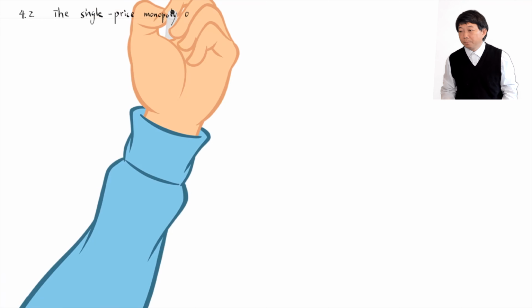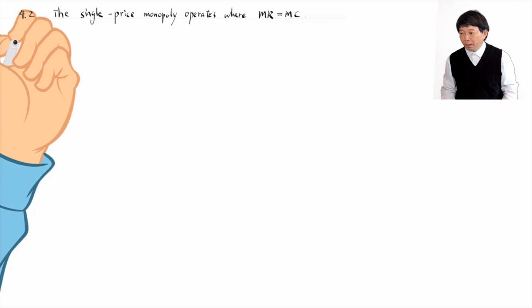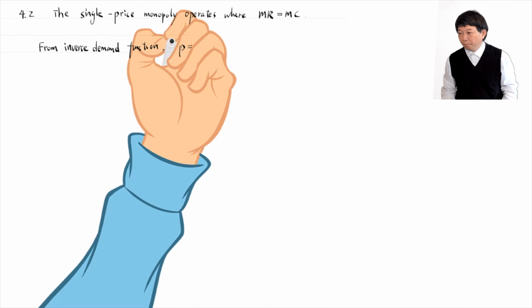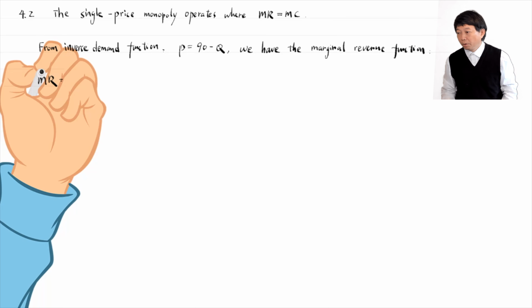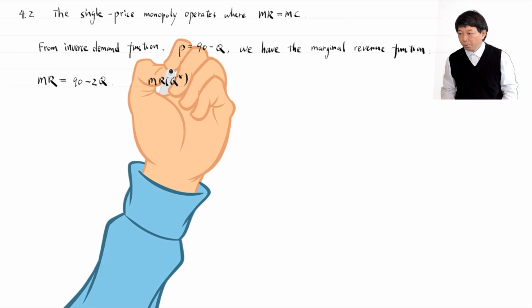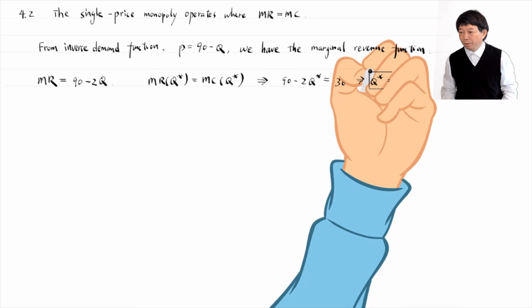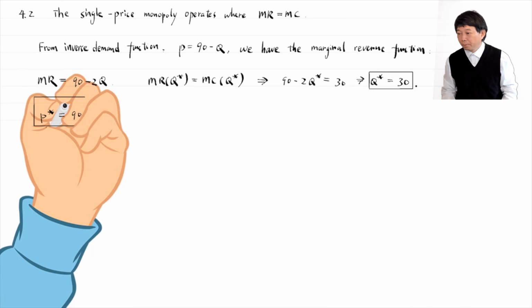The single price monopoly operates where marginal revenue equals marginal cost. From the linear inverse demand function, we can directly write the marginal revenue function. We also know the marginal cost is 30. Marginal revenue equals marginal cost, leading to the profit maximizing quantity of 30 and price of 60.